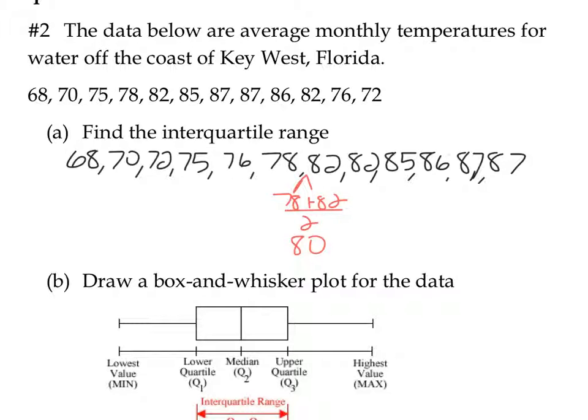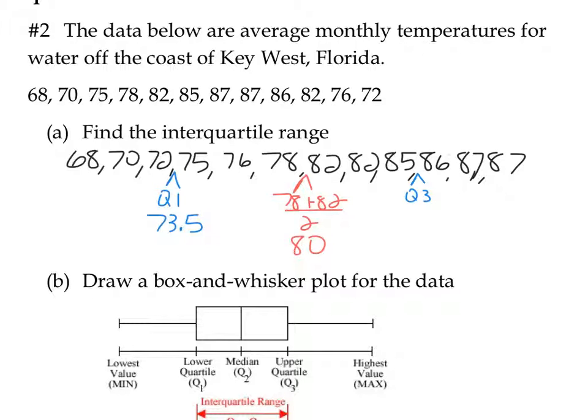Q1 is the middle of each half. So we're going to take this first half of the set of data. I have 6 numbers here, and I want to find the middle of those 6. So the middle of those 6 is going to be right in here, 3 below it, 3 above it, the median of that half of the data. So this is going to be Q1. I add together the 72 and 75, divide by 2, and I get 73.5.